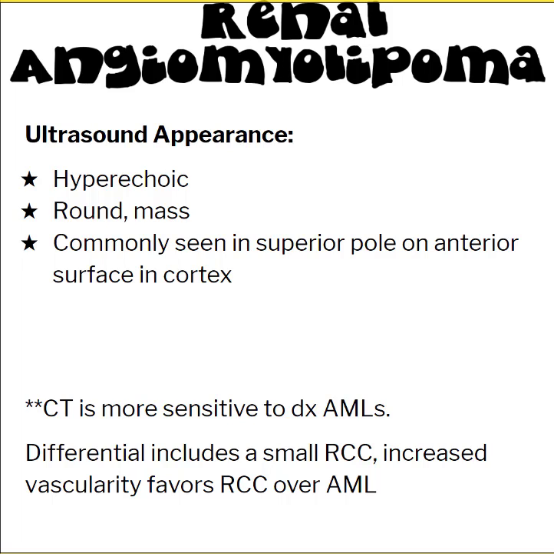Because we need to treat any solid tumor that we find on the kidney as malignant, CT is actually very good at differentiating angiomyolipomas from a small renal cell carcinoma. Remember that small renal cell carcinomas typically do present as hyperechoic solid tumors. However, they do have increased vascularity, where the angiomyolipoma typically does not.